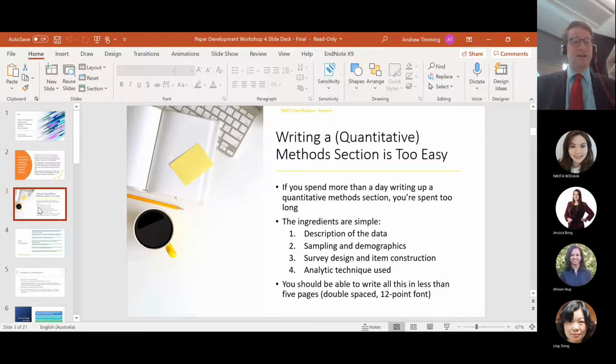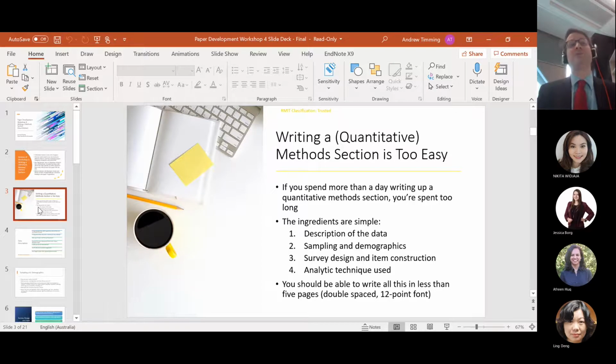So what I've done for my presentation today is broken up what I consider to be the 4 key ingredients that are typically found in a quantitative method section. And these 4 are, I guess, in the order that I would tend to write them. Number 1, a description of the data, right? Tell us a bit about the data. Was it secondary data? Was it primary data?